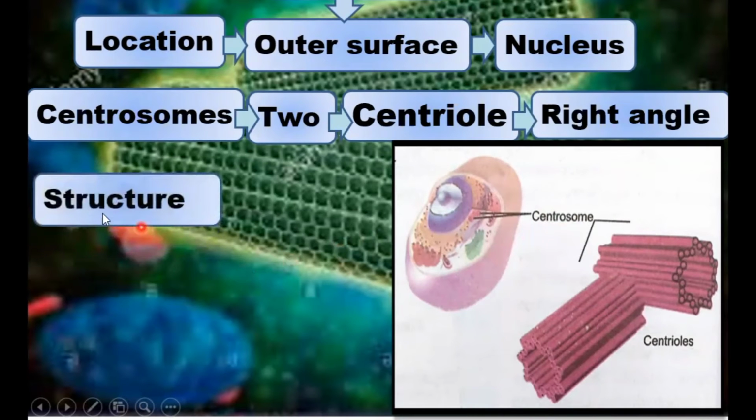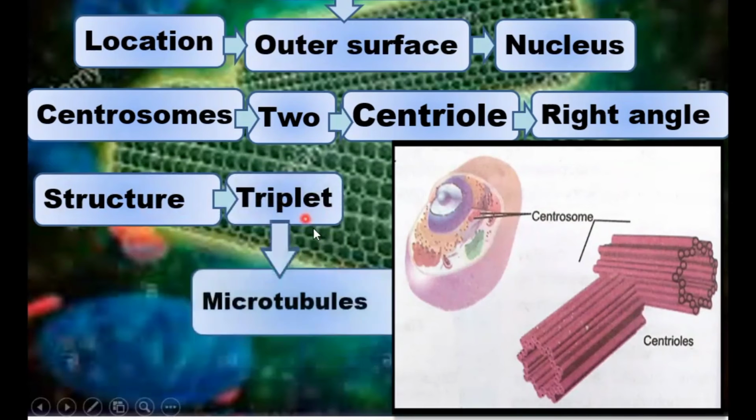Now we will discuss the structure of centrioles, that is, what it is made up of. It is made up of triplets of microtubules. A microtubule is a small tube-like structure, as you can see here. And the centriole is a triplet of microtubules, meaning that microtubules are present in the form of triplets. As you can see here in the diagram, microtubule 1, 2 and 3 are present in the form of a triplet.